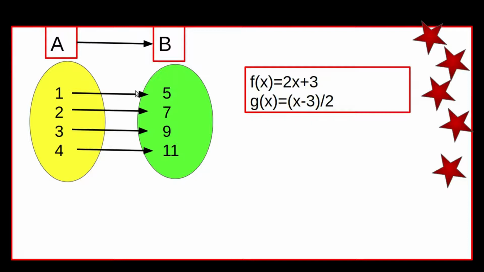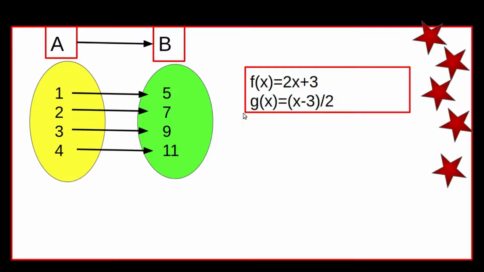Clearly, by observing this arrow diagram, this function is one-one and onto. Distinct elements are mapped to distinct elements and every element of the codomain has a pre-image. So the function is both one-one and onto, and we can define the inverse of this function. That is, we have to map 5 to 1.